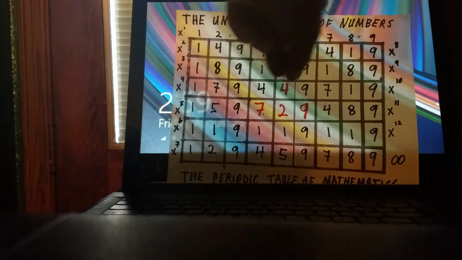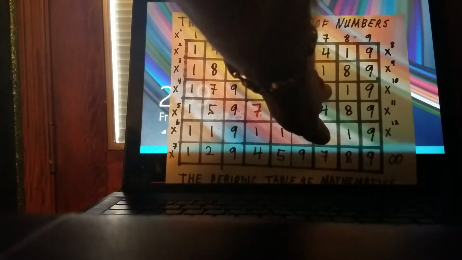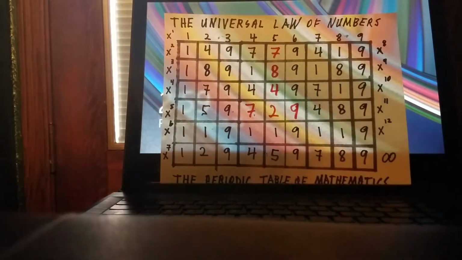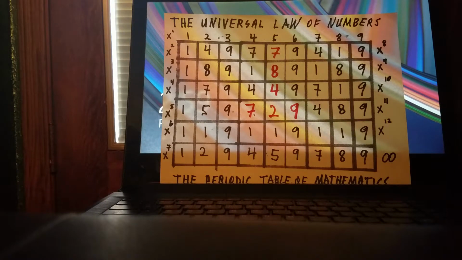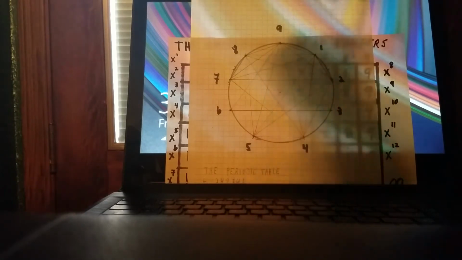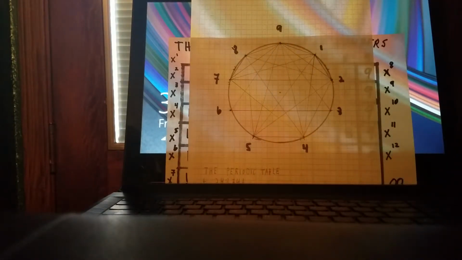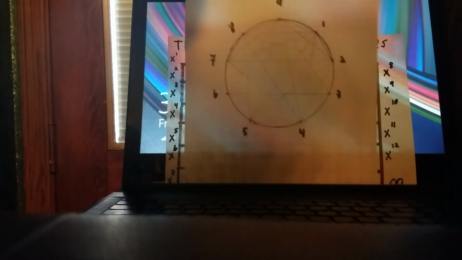1, 2, and 9, and all of the other ones. 7, 7, and 9, 1, and 8, and 9, 4, 1, and 9 is the same as 1, 4, and 9. And up comes this very interesting geometric form. And it's in ink.